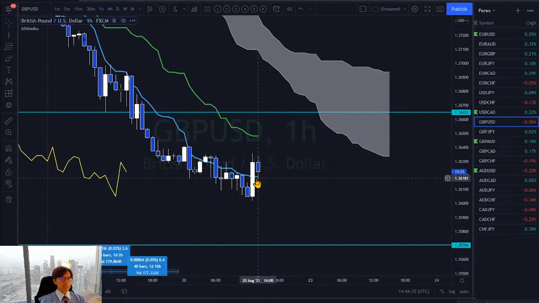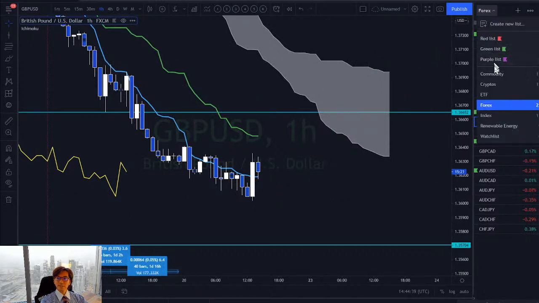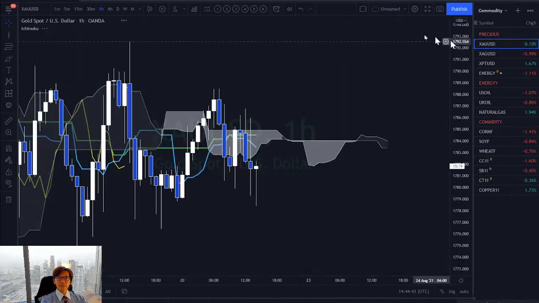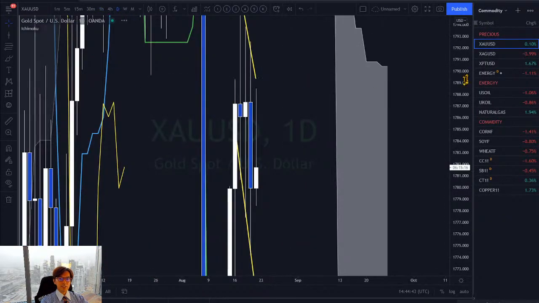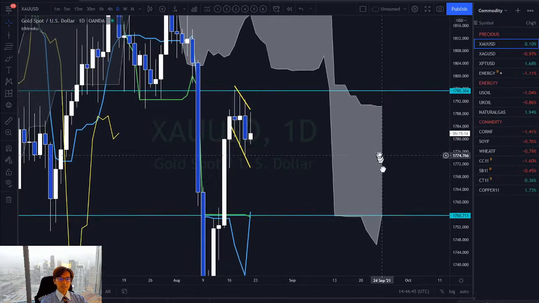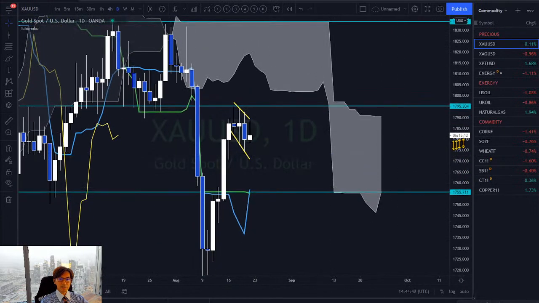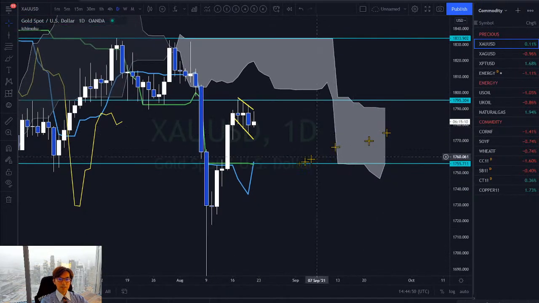Okay, gold ranging. All right, gold is ranging. Let me check gold right now. So here is gold on the daily chart, and yes, it is ranging now. Yep. The Kumo flat, Kijun Sen flat. The market has been ranging for the last 4 days. So it's range.